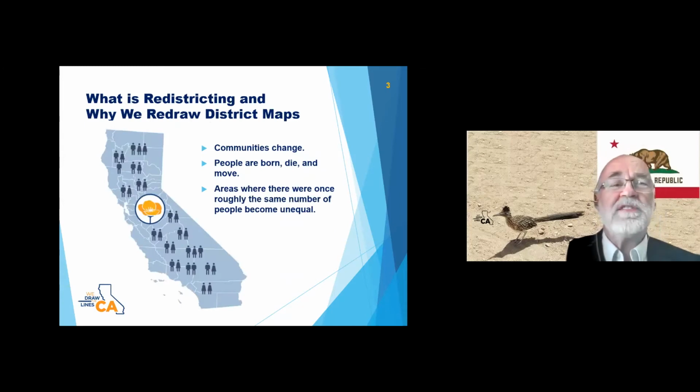So what is redistricting and why do we redraw district maps? Well, very simply, communities change over the course of 10 years. They change in their priorities, their interests. People are born, people die, people move in, people move out. So areas where there were once roughly the same number of people become unequal.